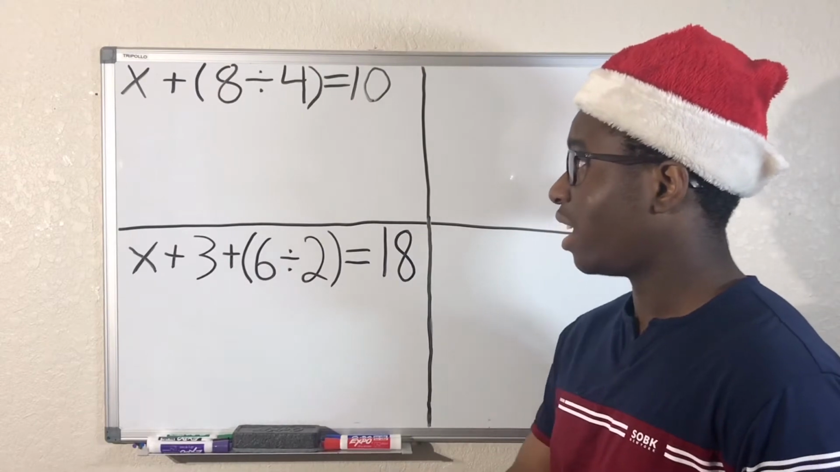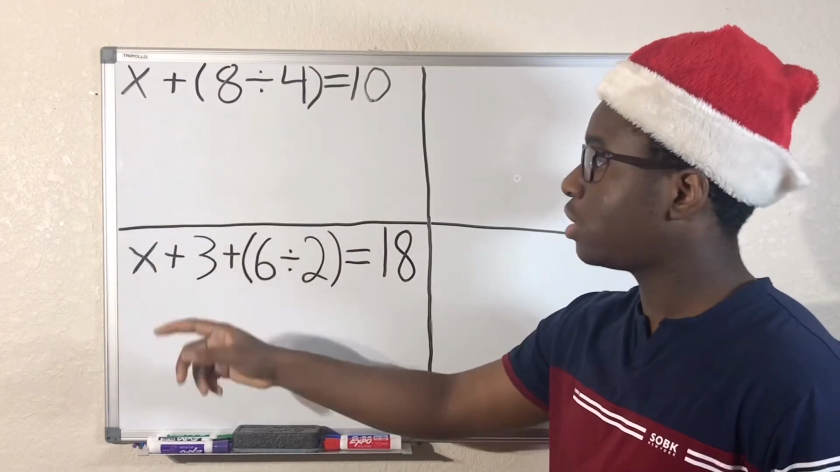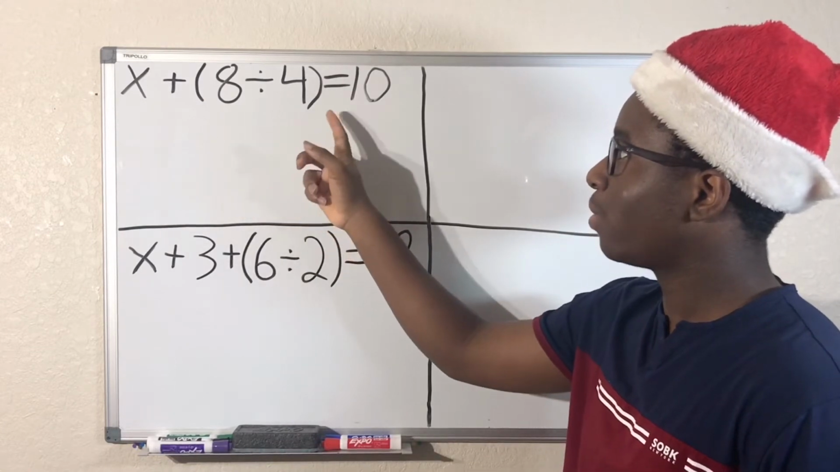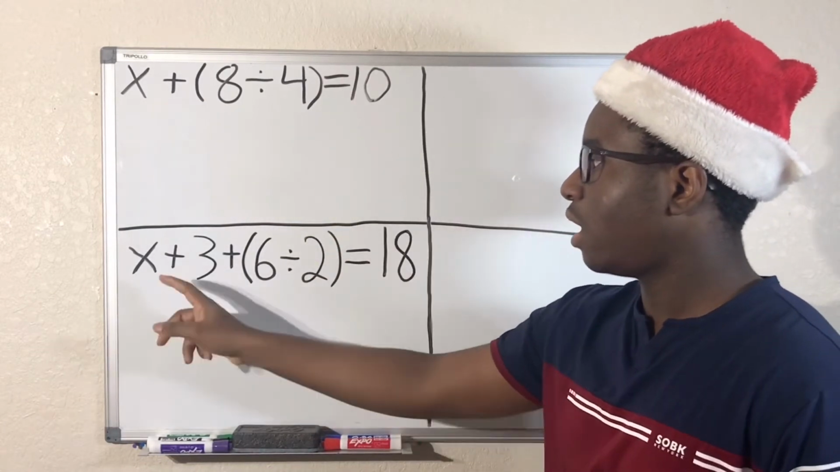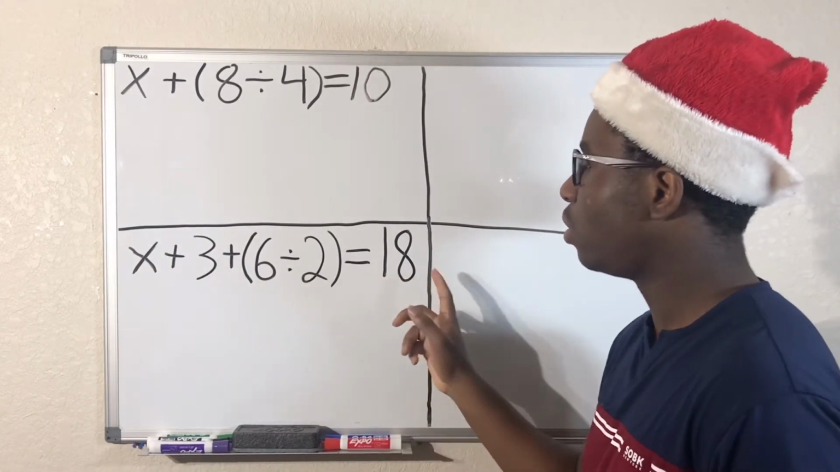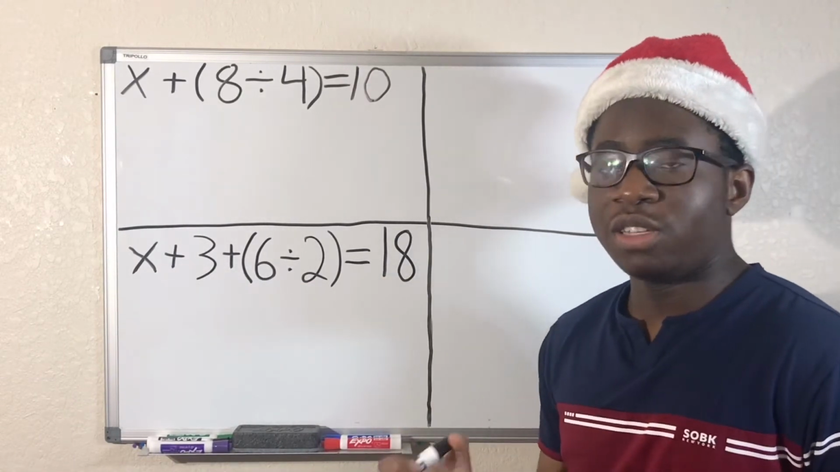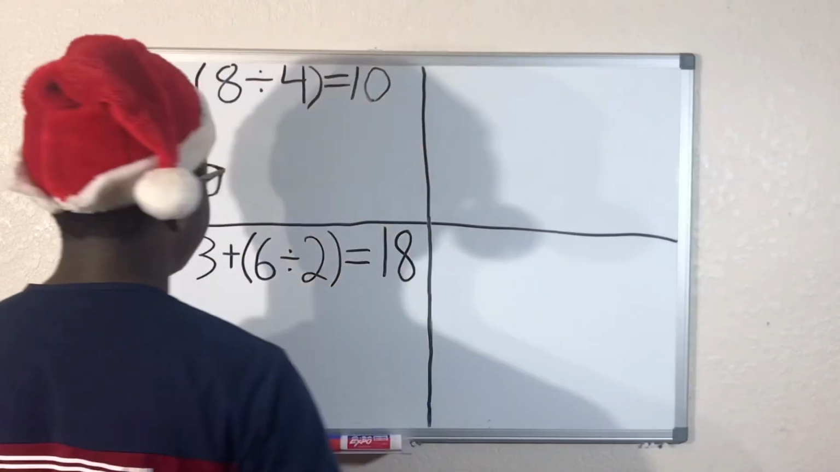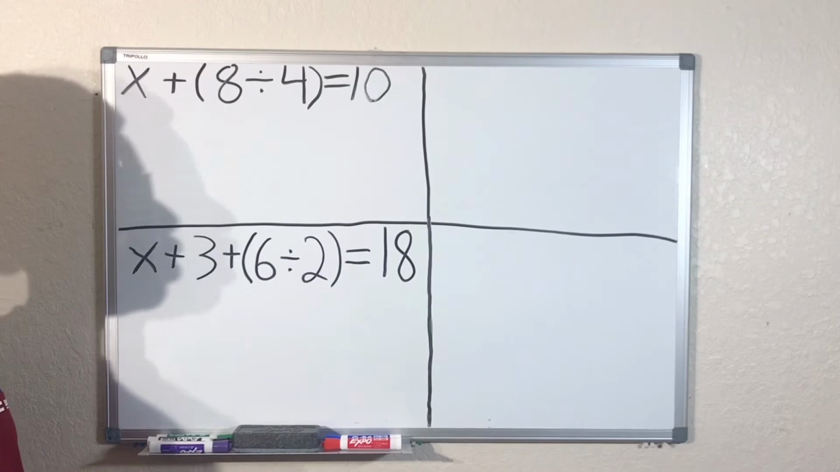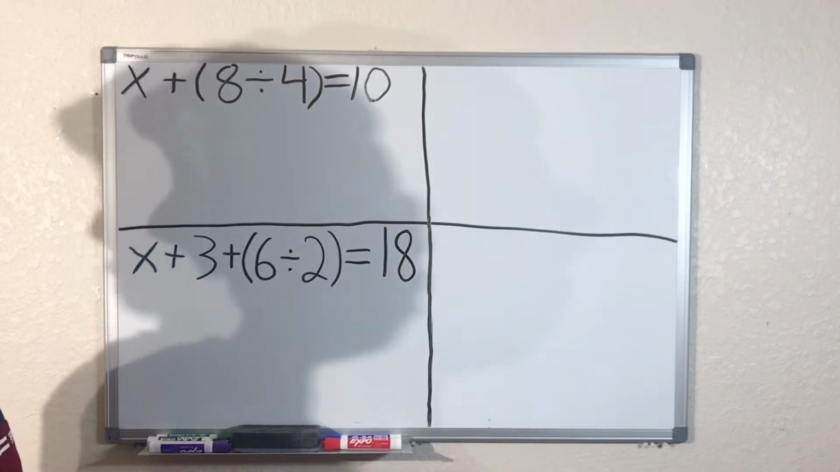Okay guys, so we have two more questions. So we have x plus (8 divided by 4) is equal to 10. And x plus 3 plus (6 divided by 2) is equal to 18. Now these questions look long, but I promise you with the right mindset and the right goal, you can have these questions solved in no time.